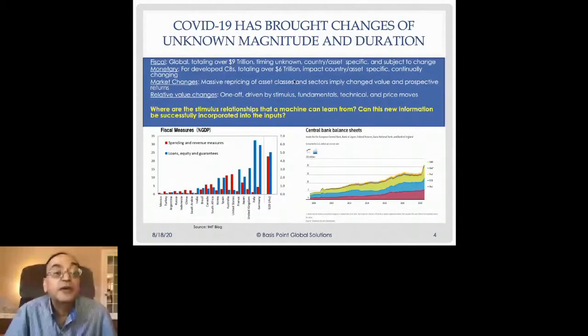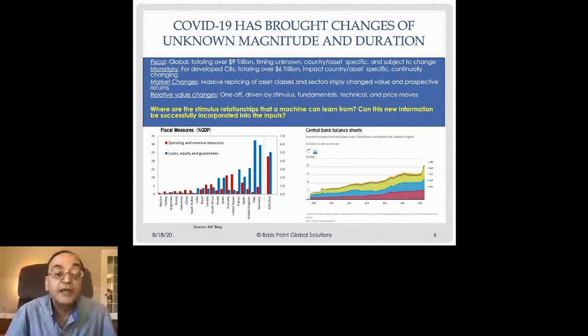The first set of changes, two changes in particular, are fiscal and monetary stimulus. So I will speak first about fiscal. Globally, we have more than $9 trillion of fiscal stimulus coming in. The fiscal measures that different countries have put in are on the bottom left-hand chart. Some of them are in the form of direct stimulus, some of them are in the form of loans, but their impact varies from country to country in terms of which sectors are most affected and which particular securities might be most impacted.